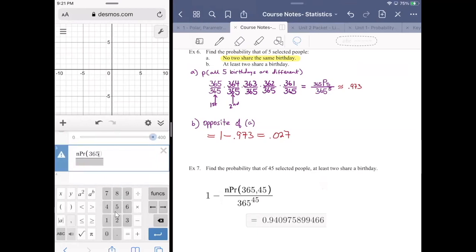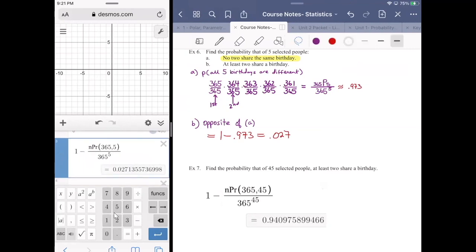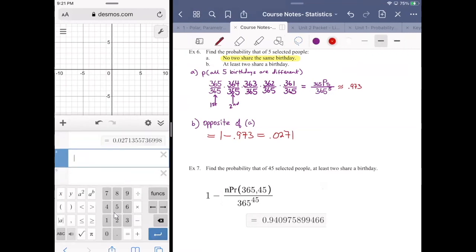365, 5, and then 365 raised to the 5th. Right, so that was my part A, and then I just tweaked it by subtracting from 1, and that gave me my part B. I did a little funny rounding though. Actually, that should be 0.0271.